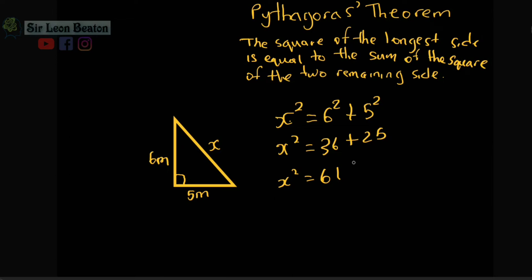So what we do, we just take over this square. When we take it over the equal sign, the opposite of square would be square root. So x will be equal to the square root of 61. So x will be equal to approximately 7.8 meters. And that is the Pythagoras theorem.